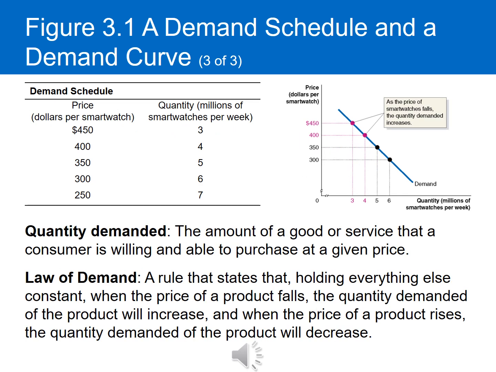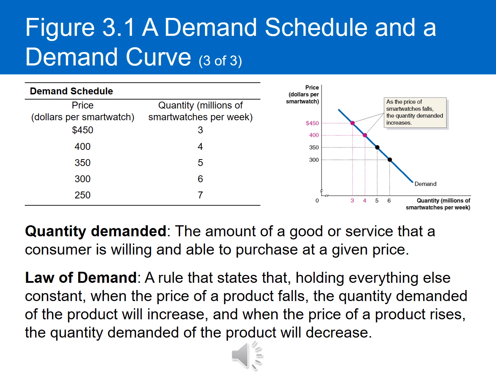Now in our example here, the quantity demanded is the amount of a good or a service that a consumer is willing and able to purchase at a given price. So for instance, at a price of $350, the quantity demanded is going to be 5. You can see that both on the demand schedule, and on the demand curve.